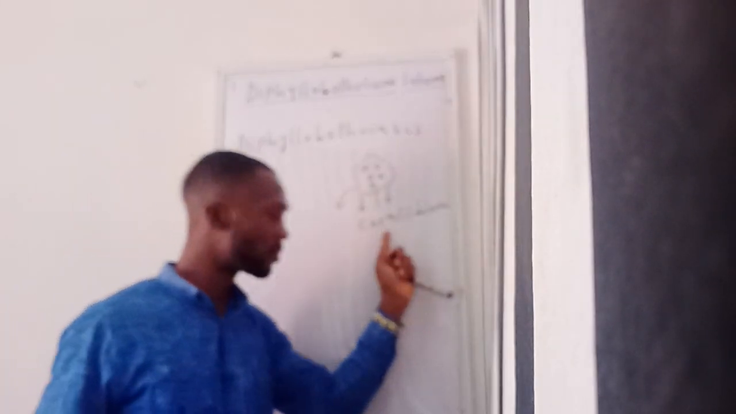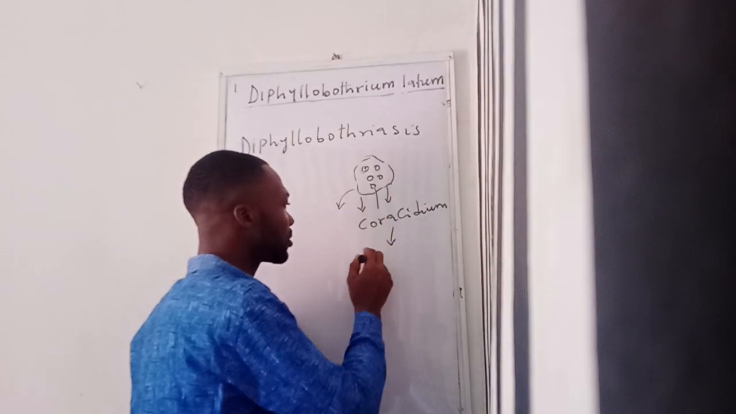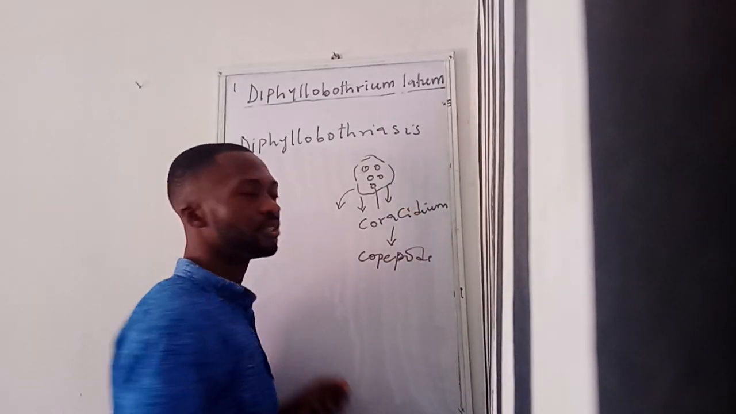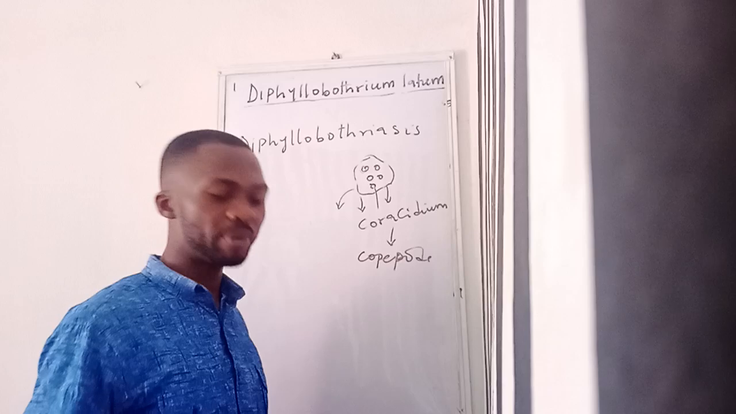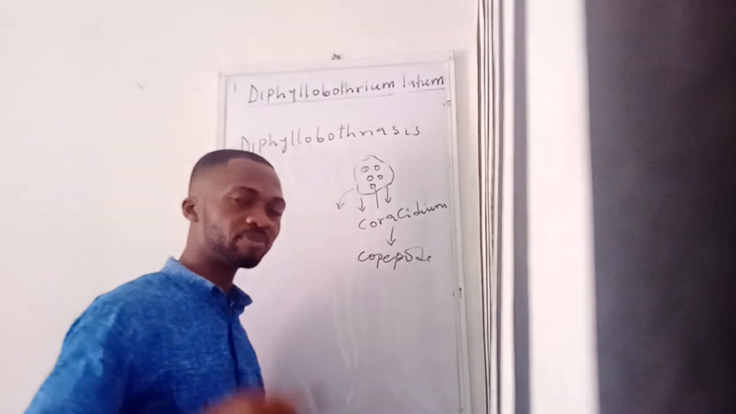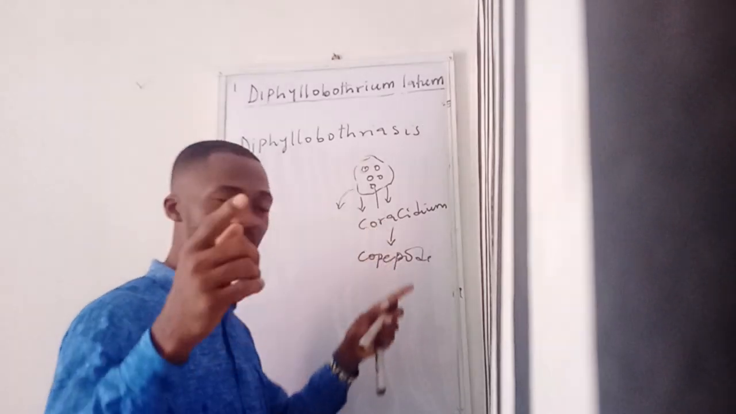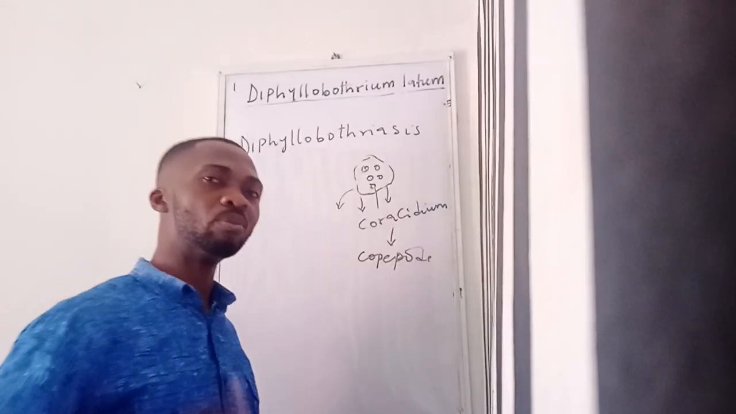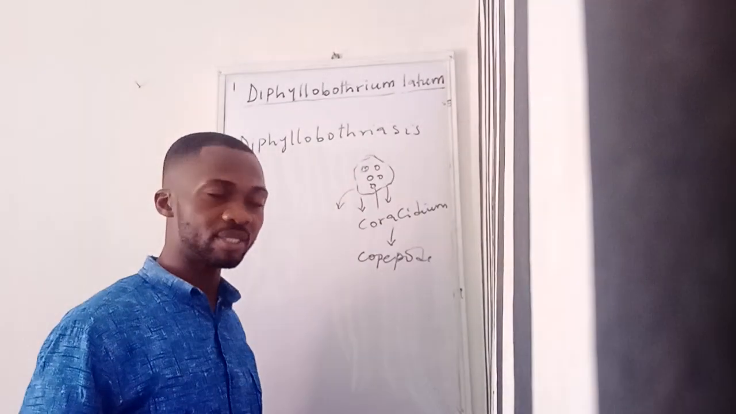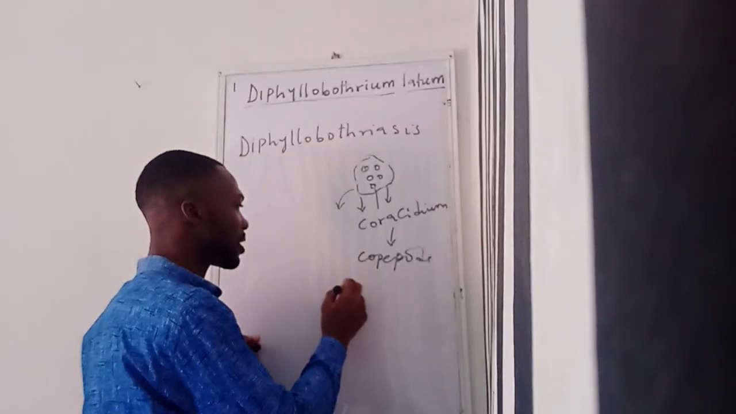Now, as this coracidium is released into that aquatic environment, a crustacean or a copepod ingests this coracidium. By the time the coracidium is ingested by a copepod, then inside the body of the copepod, the larva, which is a coracidium, molts or grows or transforms into the next larval stage, which is called the procercoid.